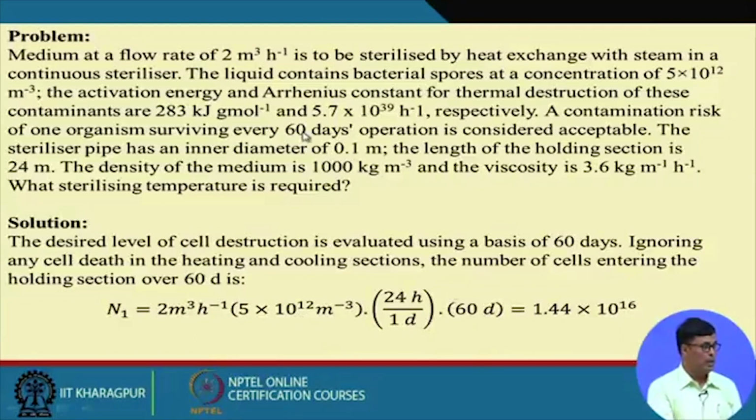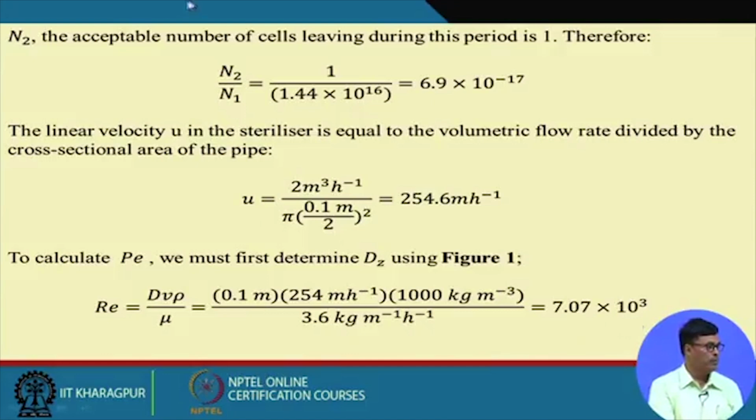He is saying 60 days of operation, so you multiply it by 60 days. So how many organisms will there be? 1.44 × 10^16. This is the number of organisms. Now he is saying that one organism out of the 60 days of operation is acceptable. That means I can write N2 by N1 as 1 by this, which is equal to 6.9 × 10^-17.